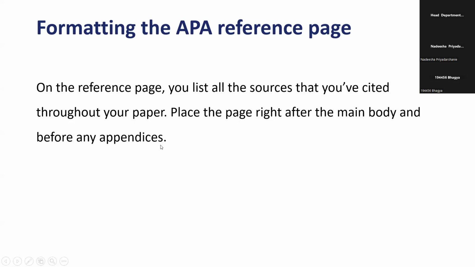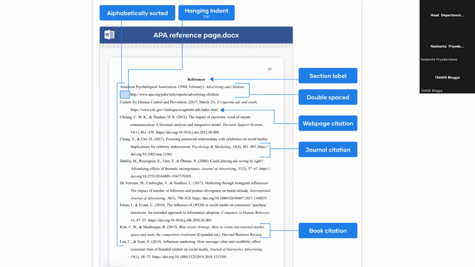Right. Then where we put our reference list: after the main body of the research, or the main body of the document. Once we finish our conclusion part, then we start the reference list. However, this reference list should be before the appendix. Right. Then this is one of the examples of a reference list.